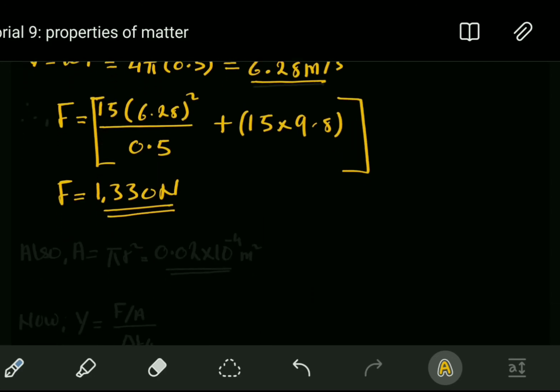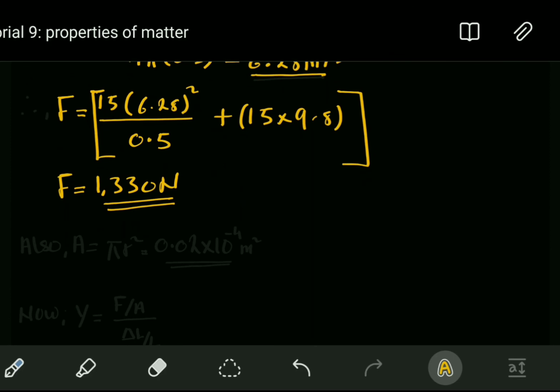Then also we have to take note of the area of this particular wire. A equals pi r squared, but this value is already given as 0.02 times 10 to the minus 4 square meters. So make sure if you're given the area in terms of millimeters, you have to take it back to meters, because that is the standard unit in this case. Otherwise you are going to be finding wrong answers.